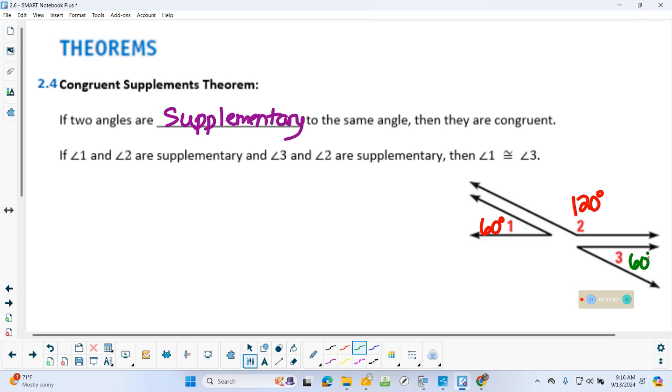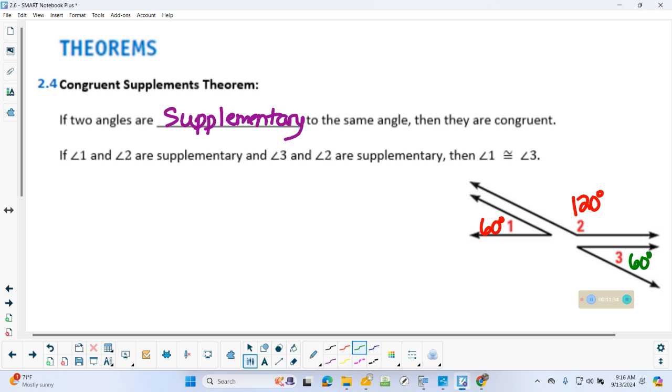So it's just being like, oh, okay, if they're both supplements to the same angle, these are going to turn out to both be 60. They would both be the same measure. Now, clearly, they're not always 120 and 60. I just made some easy numbers for us. So congruent supplements theorem. Not quite as common, but you can use it.